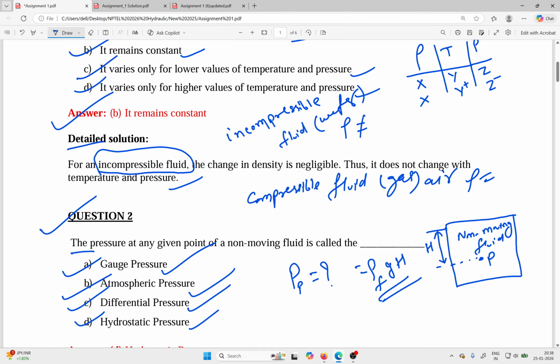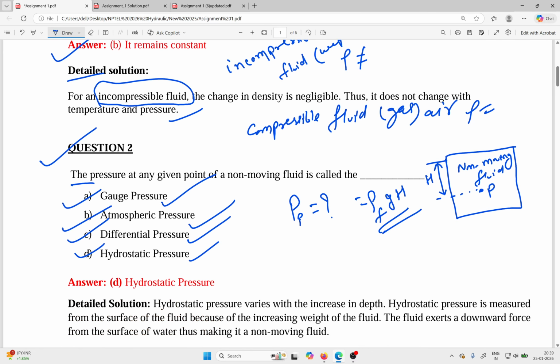Just guess. You can pause the video and work it out by yourself, based on whatever sir has already taught in your earlier classes. So here your final answer will be the hydrostatic pressure. Remember please, the final answer will be the hydrostatic pressure. Very, very important question. So let us read the detailed solution.